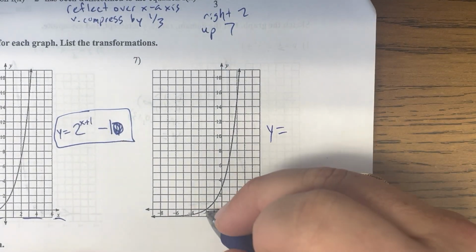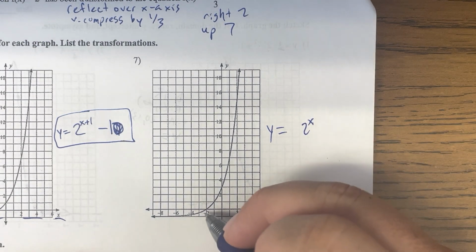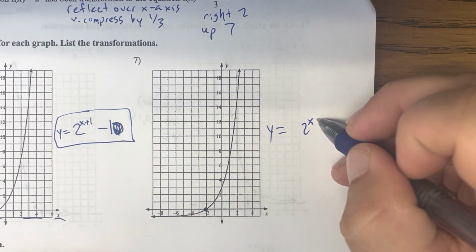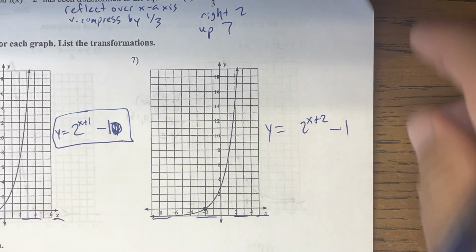Same thing on this one, 1 away, 2 away, 4 away, so this one is doubling again. Here's a spot that's 1 away, moved to the left 2, so x plus 2, and it got shifted down 1, -1.